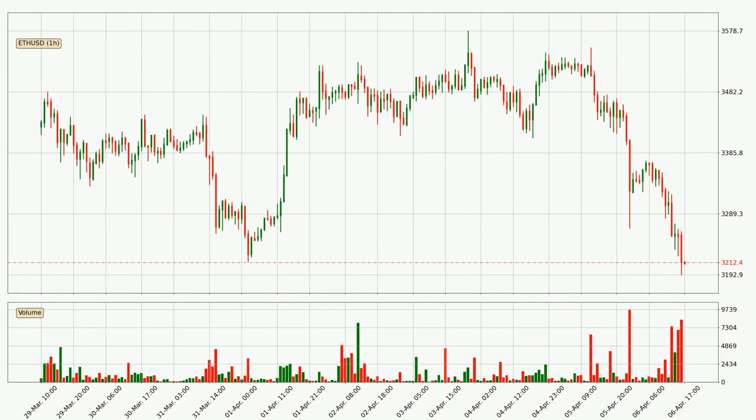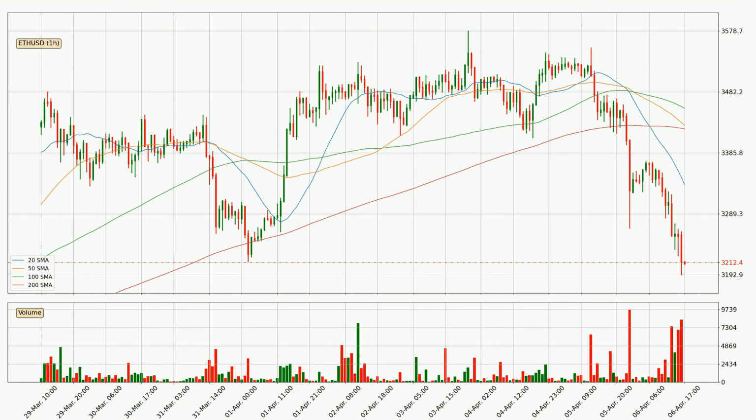Looking at the Ethereum hourly time frame, the price moved quickly to the downside with around 7.0% in the last 24 hours, with a current price of $3,212. We can see that the sellers are taking over because the volume was high, showing that this move was strong.